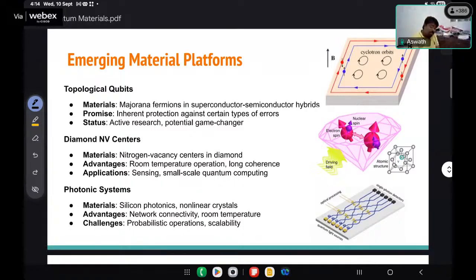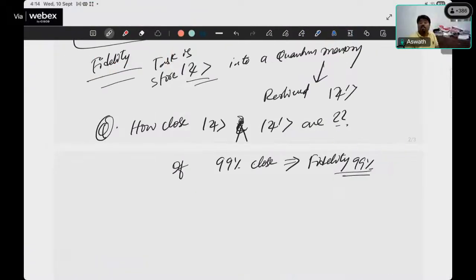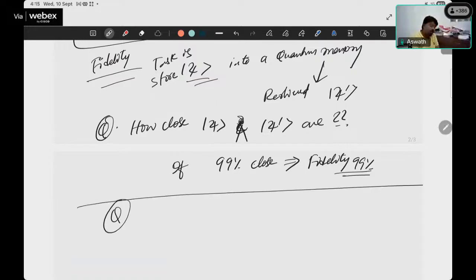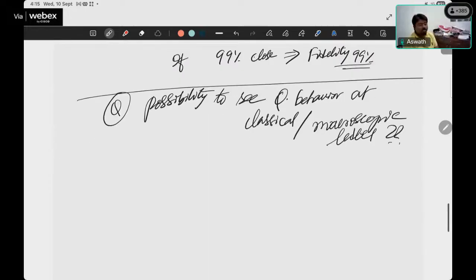What you are asking me is whether there is a way quantum behavior could be seen at the level of we humans. Let me write down the question: any possibility to see the quantum behavior at the classical, or I can say macroscopic, level, our level, our size. The answer to this question is yes.